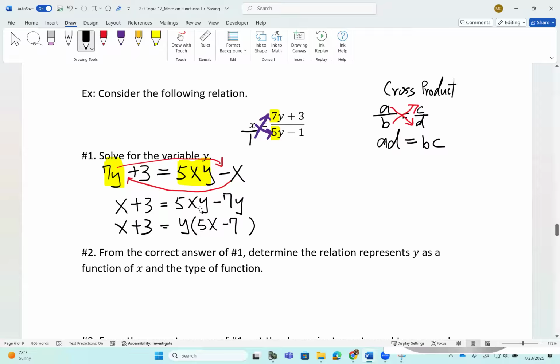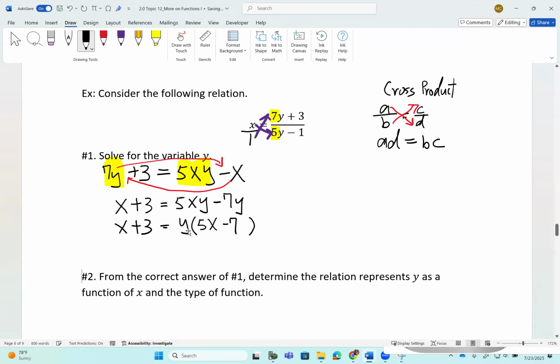Because I want the letter y in two different terms to become one single letter y, the only thing I can do is factor them out. So now y is a variable that will make 5x minus 7 the coefficient. So that's what I will divide on both sides. So my answer, y equals x plus 3 over 5x minus 7.